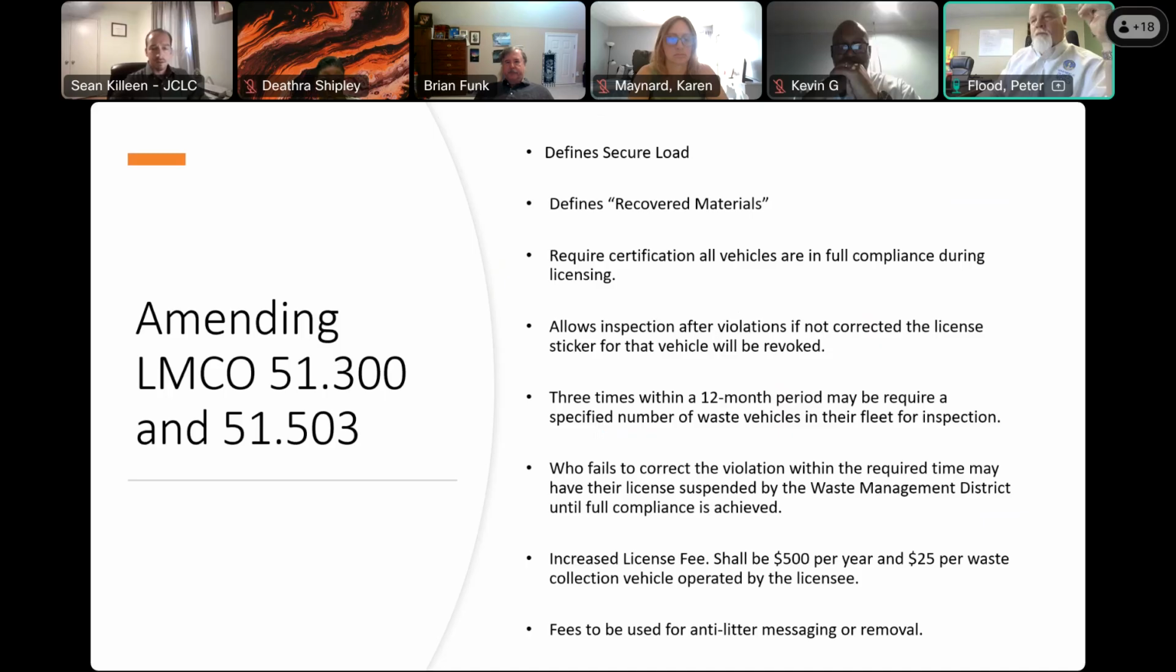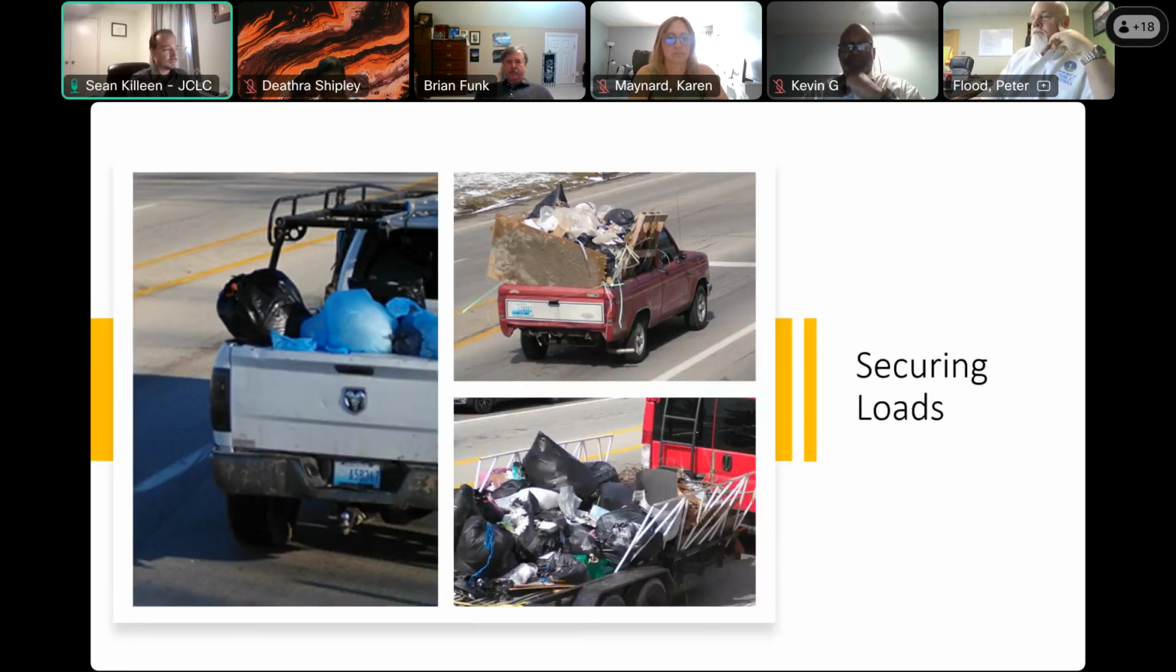Any other questions on it? This isn't something that we have any action to do with, or it's just Metro Council. Yes, that is true. Yes. Okay. All right. Any other feedback, questions? Okay. Let's go to 51.510, amendment for enhanced penalties for illegal dumping.